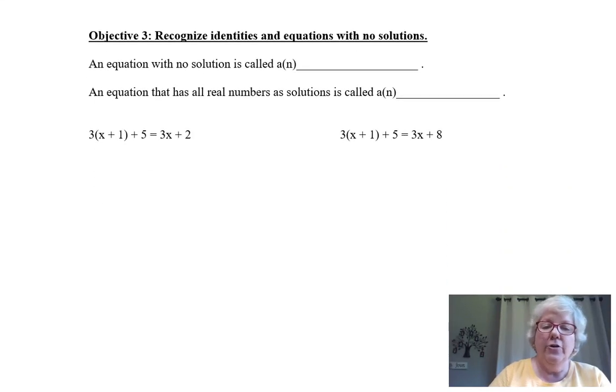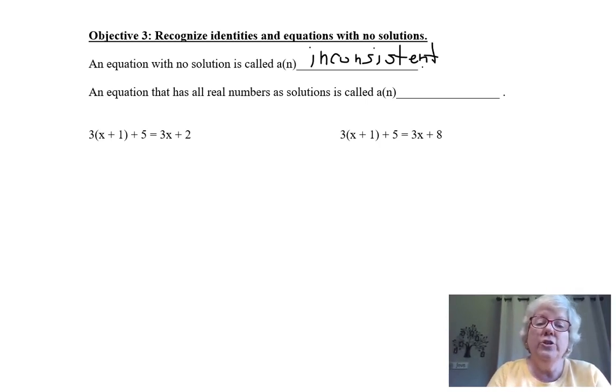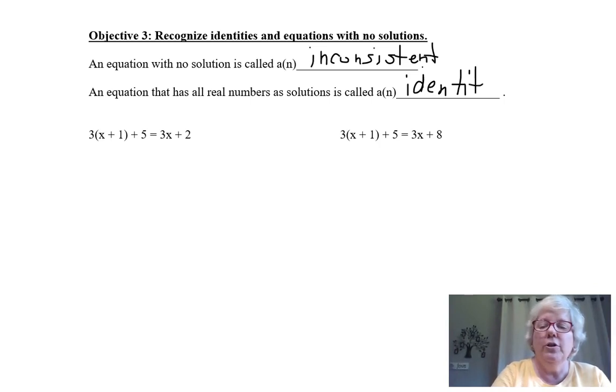Now, here in our third objective example, we need to recognize something special can happen. You could get an equation with no solution. An equation with no solution is called inconsistent. Some textbooks call it a contradiction. An equation that has every number in the world as the answer, that has all real numbers as solutions, is called an identity. Let me show you what these will look like.